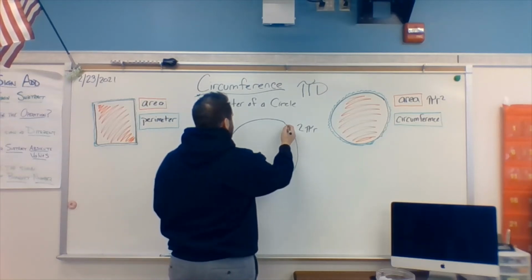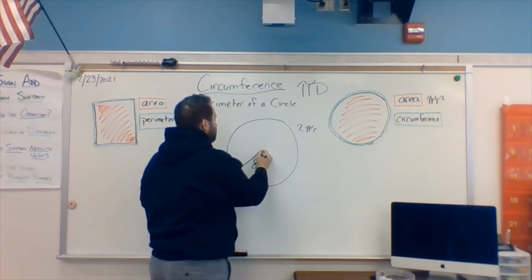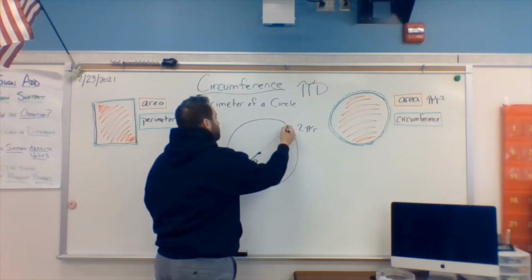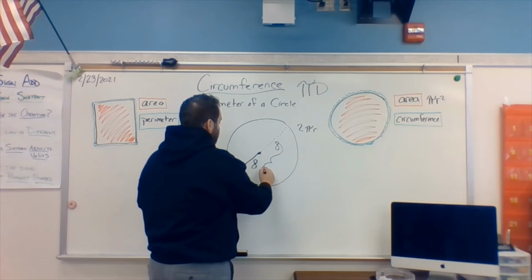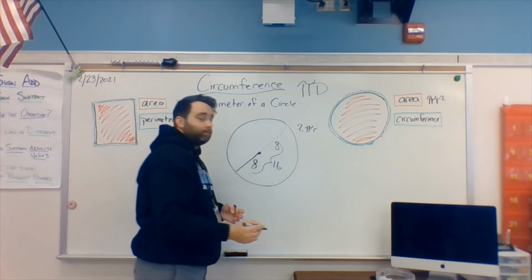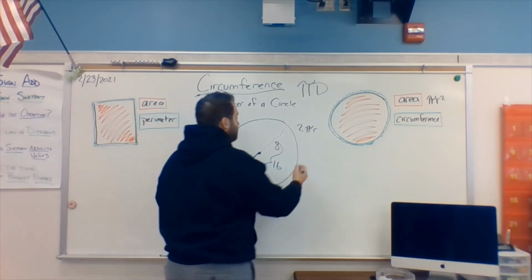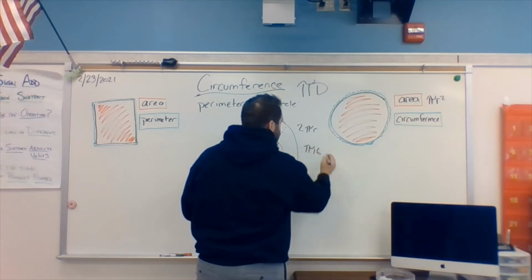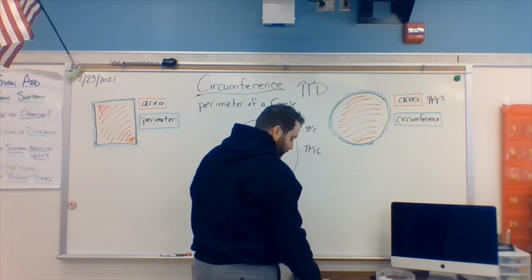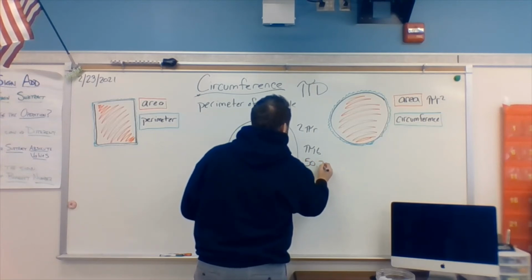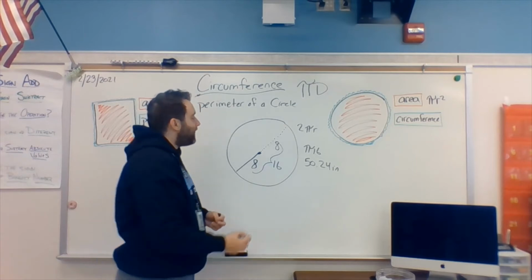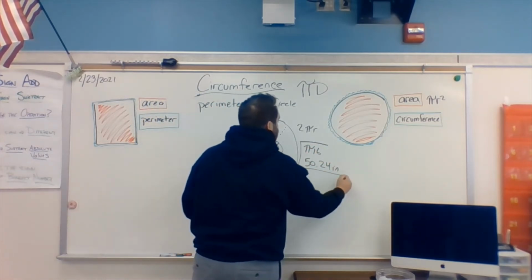8, we know that it should be 2 8s. If this is 8, then the imaginary other half of the circle is going to be 8. And they're going to combine to make 16. So I can simply do pi times 16. 3.14 times 16. 50.24 inches. Okay, that's if I had just simply understood.